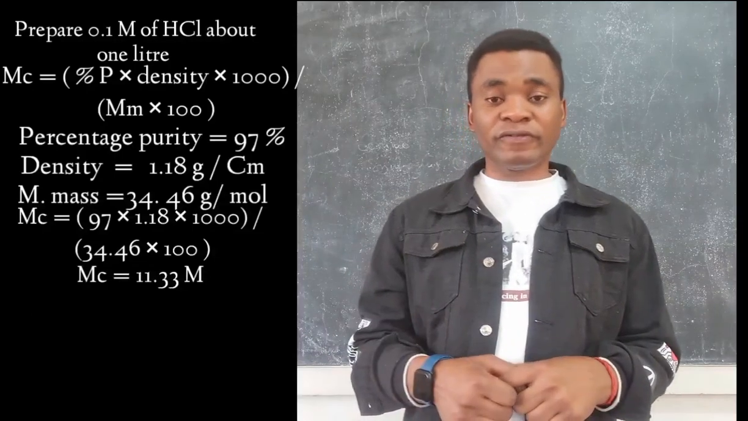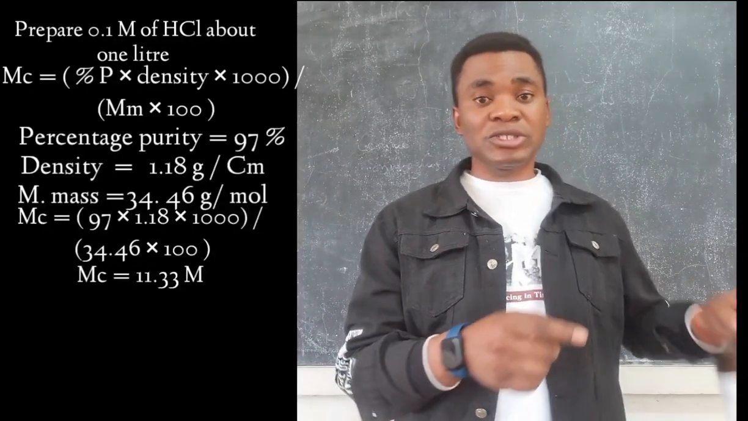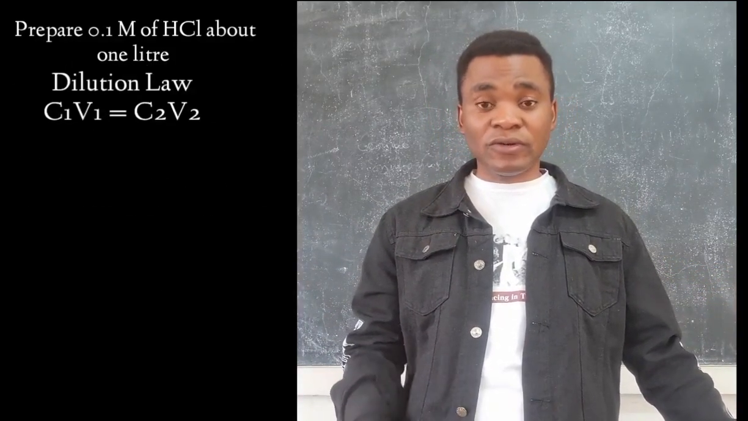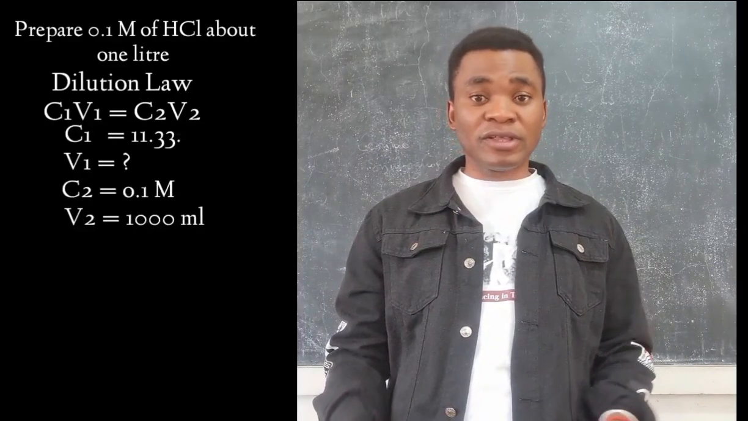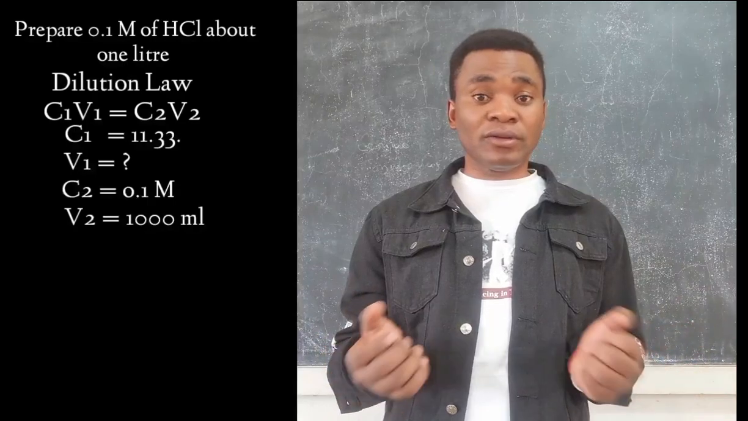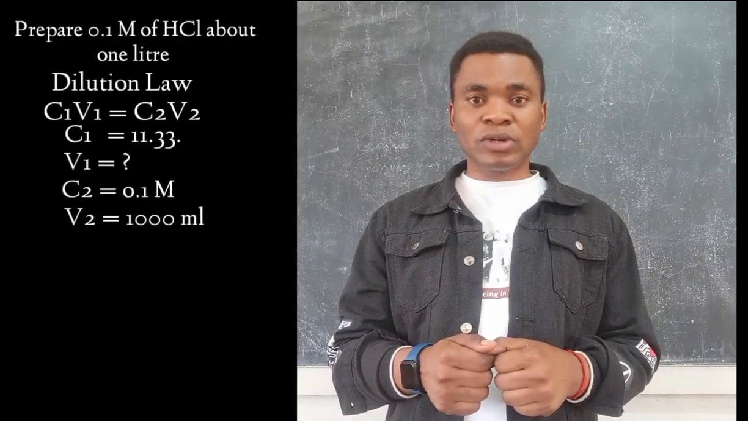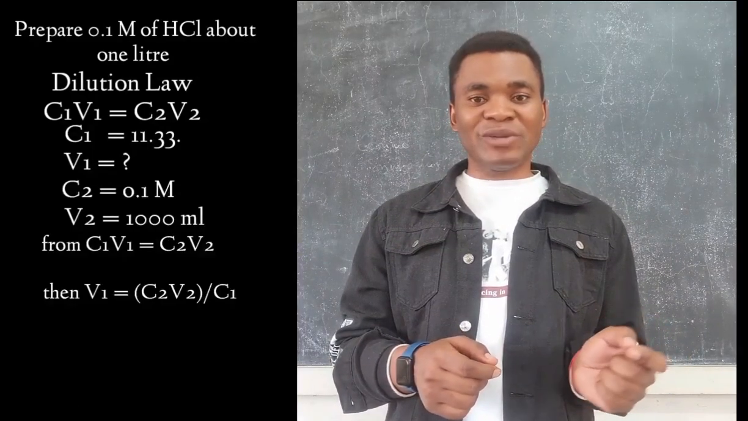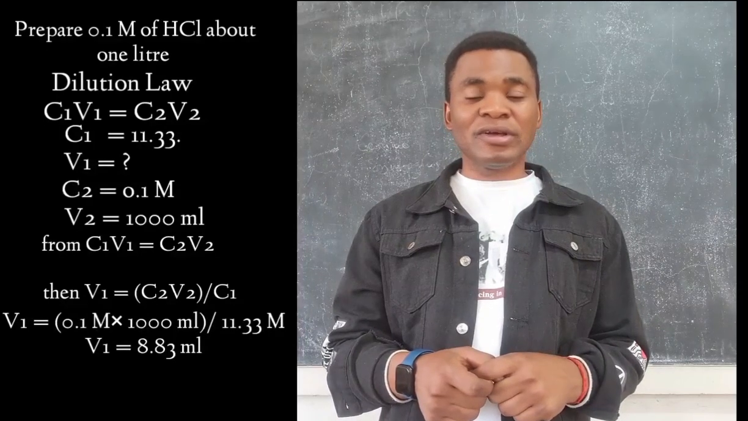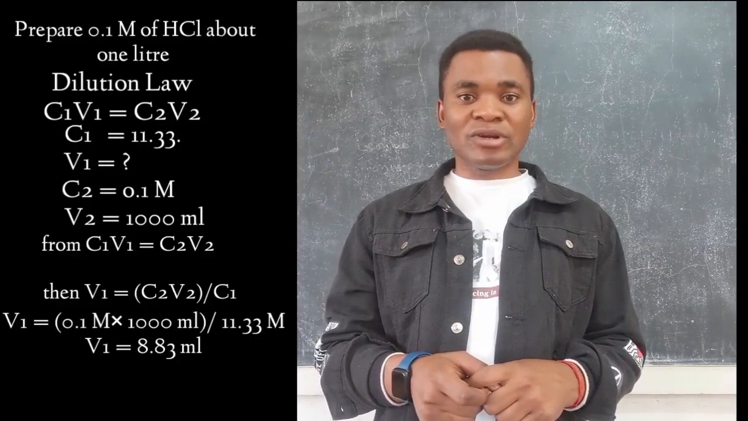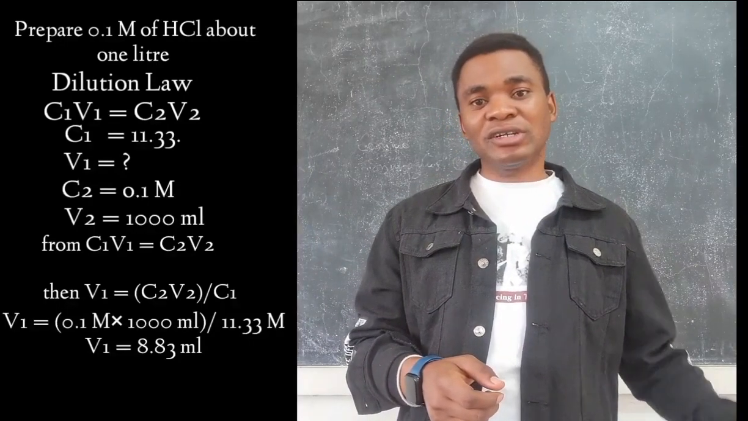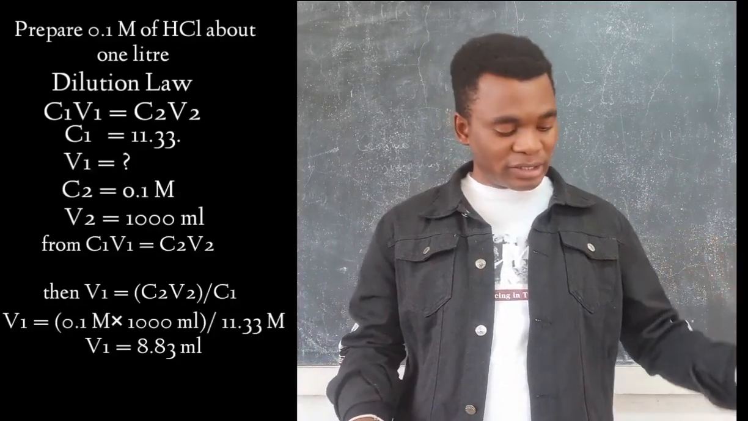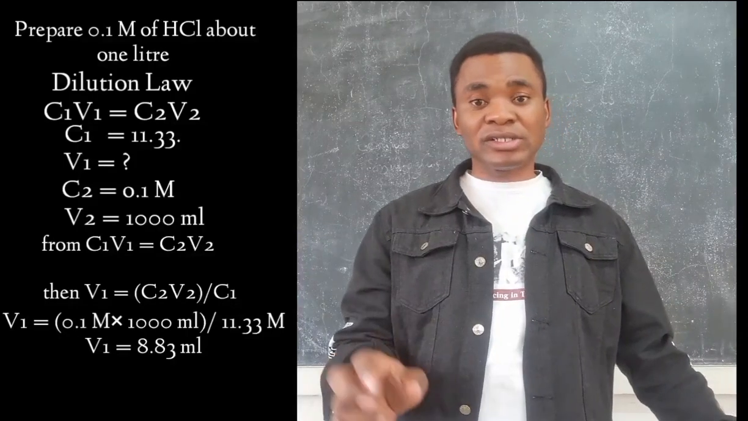Now we're going to use the dilution law to find the volume we should take from this stock solution to get exactly the requirement. The dilution law says C1 V1 is equal to C2 V2. C1 is 11.33, V1 we don't have, it's unknown, we are looking for it. C2 is 0.1 moles, while V2 is 1000 milliliters. When we divide both sides by C1, the initial concentration, we get 8.83 milliliters. This is the amount of HCl we should take from this stock solution to get exactly 0.1 moles of HCl, about 1 liter.